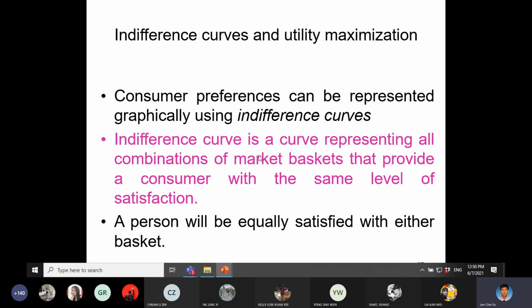So an indifference curve is a curve representing all combinations of market baskets that provide a consumer with the same level of satisfaction. You can see that they use the words same level of satisfaction. That's why we use the word indifferent, meaning that whether you consume combination A or combination B, actually no different. They give you the same level of satisfaction. So a person will be equally satisfied with either basket.